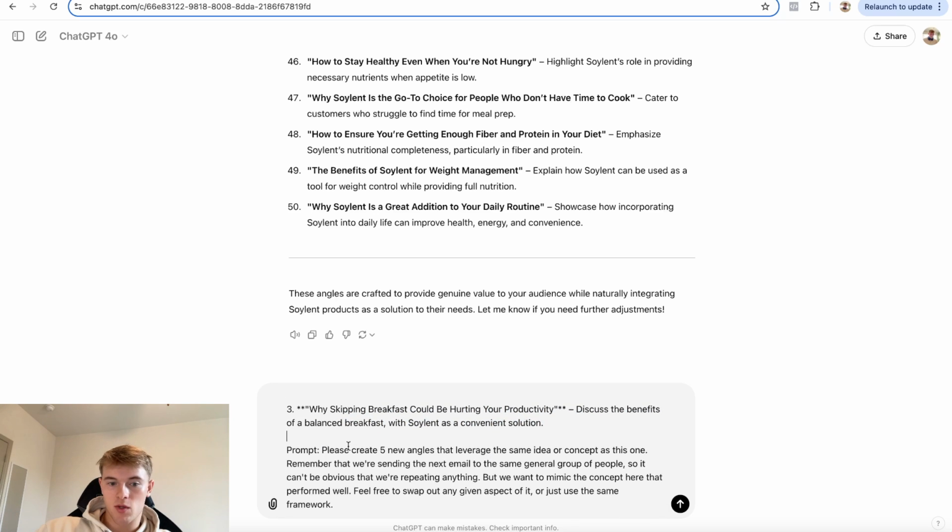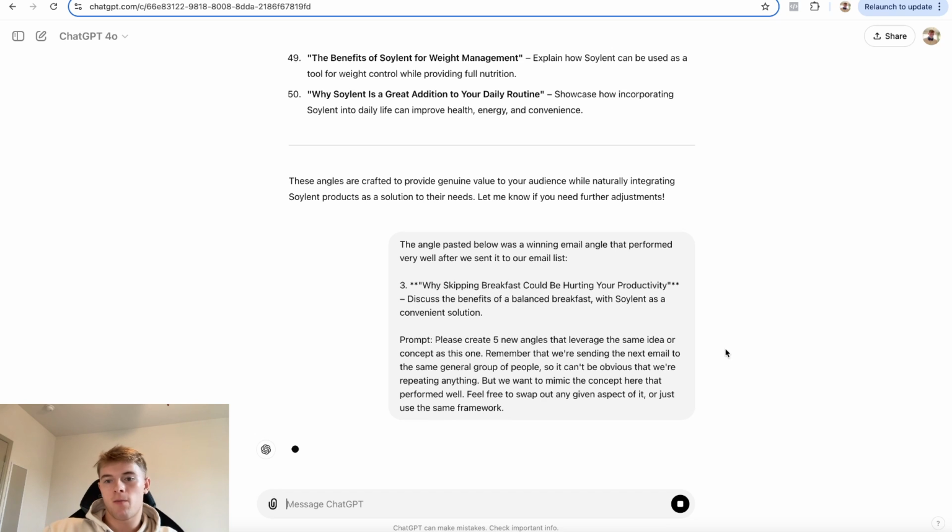And then I said, prompt, please create 5 new angles that leverage the same idea or concept as this one. Remember that we're sending the next email to the same general group of people, so it can't be obvious that we're repeating anything. But we want to mimic the concept here that performed well. Feel free to swap out any given aspect of it or just use the same framework. So I'm going to click enter there.